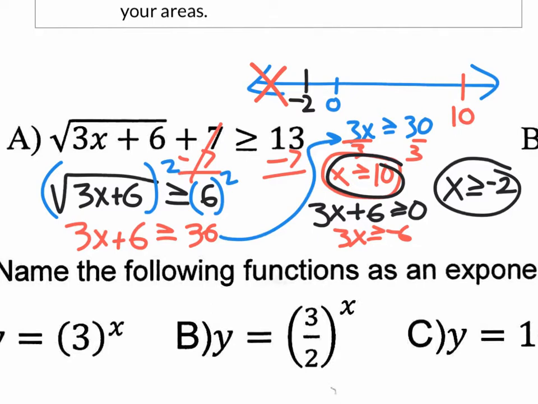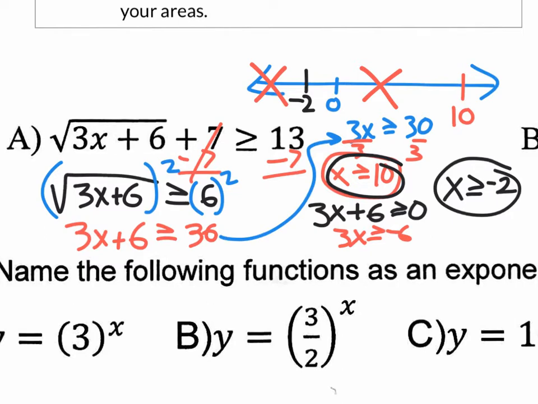If you did it on a calculator, you could do the square root of 6, and you're going to get 2 point something, right? Anyways, 2 point something plus 7, that's 9 point something, and that's definitely not greater than or equal to 13. So the middle value also does not work, okay? Now, if you test any value that's greater than 10, it will work, all right?